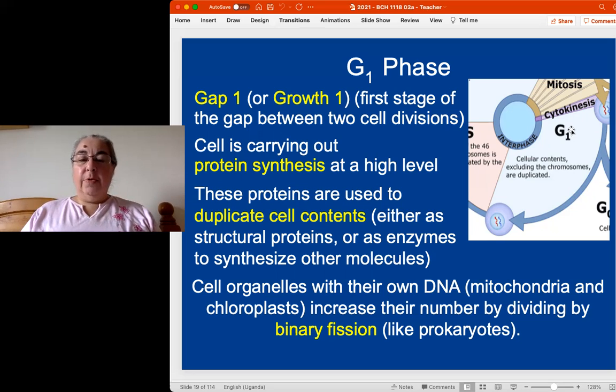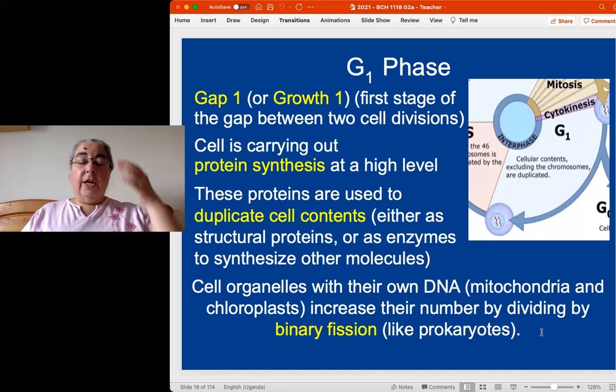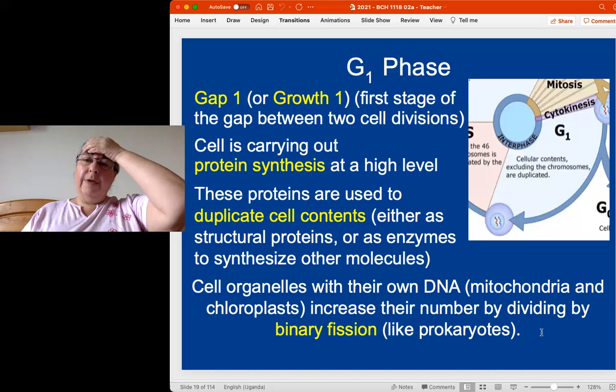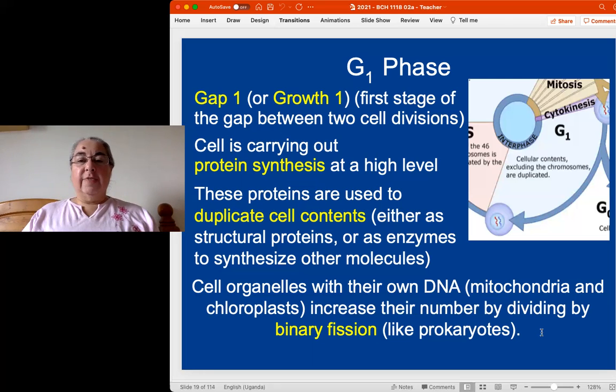We found last time also that some cell organelles have their own DNA, mitochondria and chloroplasts. And during G1, these organelles are also increasing in number, ready to be divided between the two new cells. And these organelles actually are able to reproduce themselves by a process of binary fission, which is the same sort of process that prokaryotes, bacteria, use to divide. So that's what we'll be looking at next time.